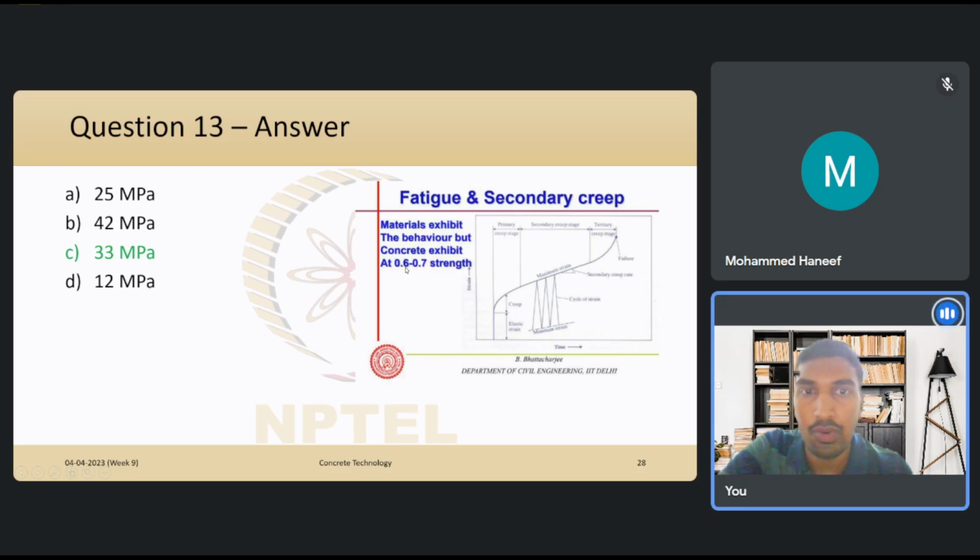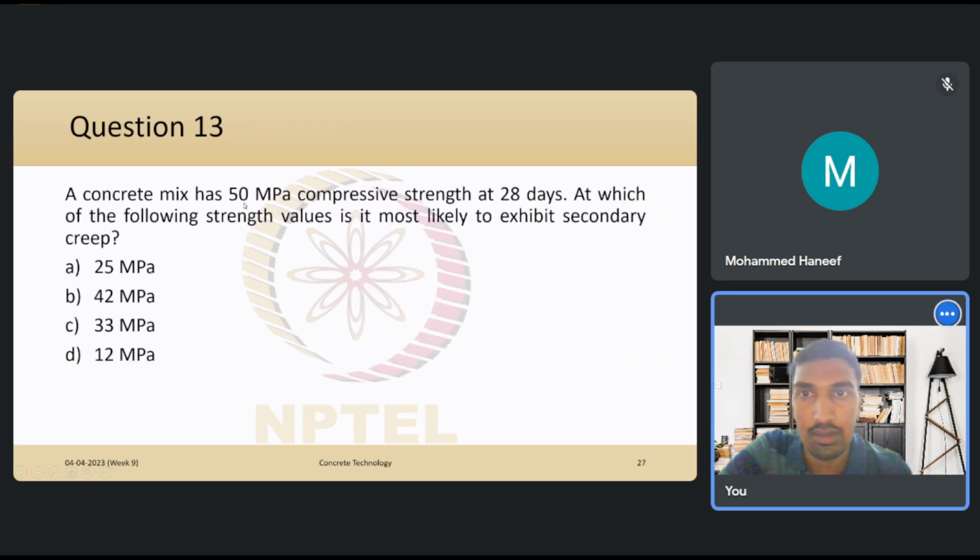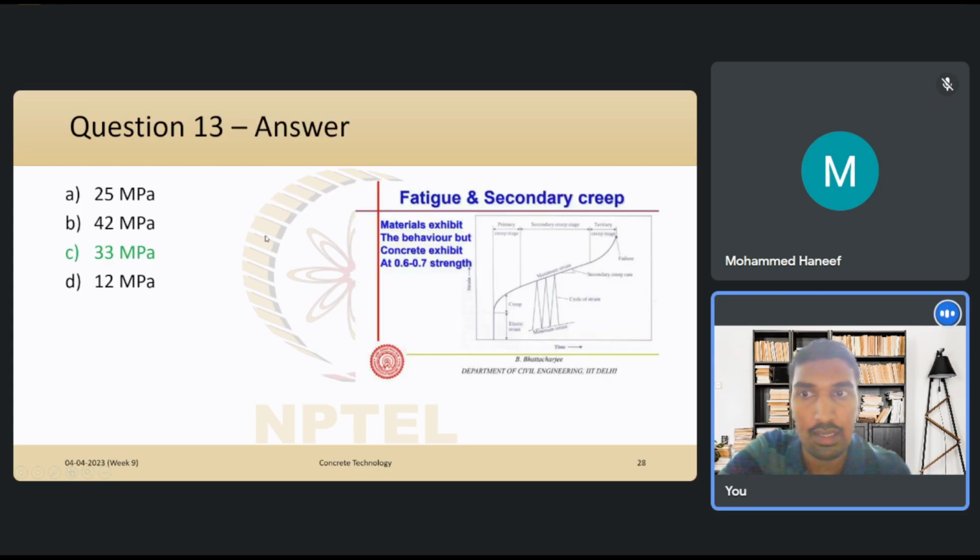So the secondary creep will be seen in this particular range, 0.6 to 0.7. If you look at it, 0.6 will be around 30 MPa and 0.7 will be 35 MPa. So it is in that range, 30 to 35 MPa. The closest option out of the four for that is option C, 33 MPa, which is between 30 and 35. Right. So therefore, option C is the right option where we will be seeing the secondary creep.